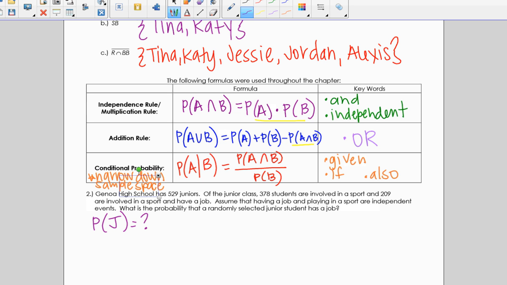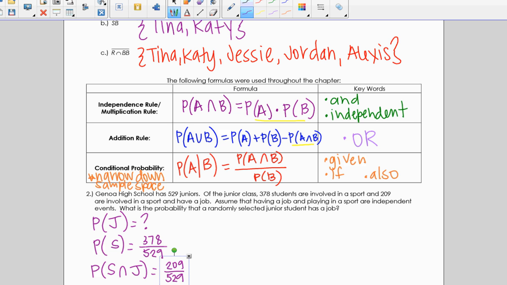Then what do I know? I know the probability of playing a sport is 378 out of 529. And the probability of playing in a sport and having a job is 209 out of 529. All right. So then it says assume that they're independent events.